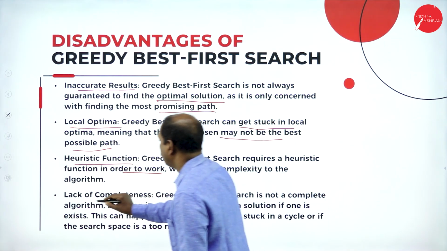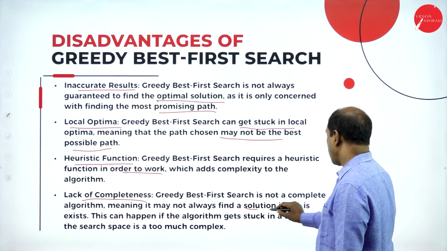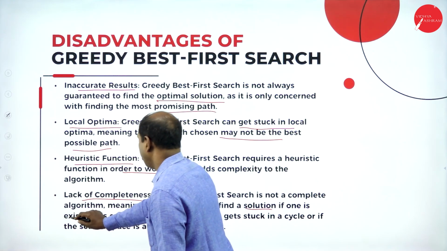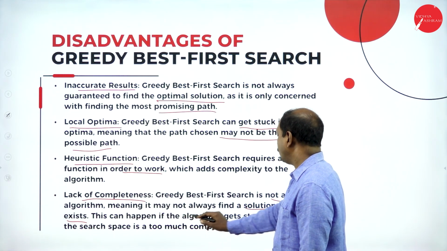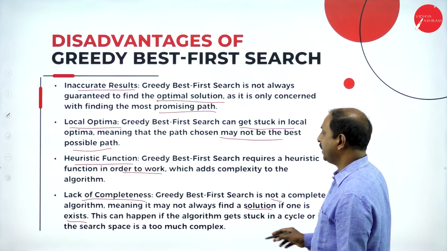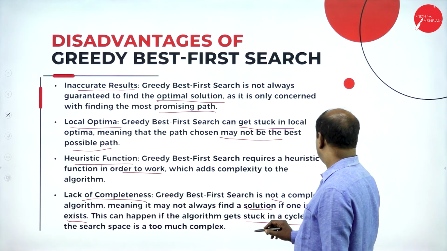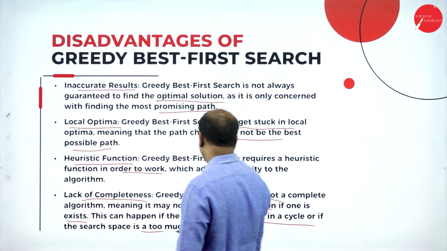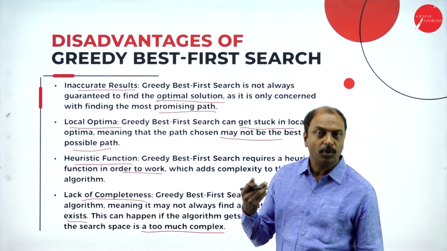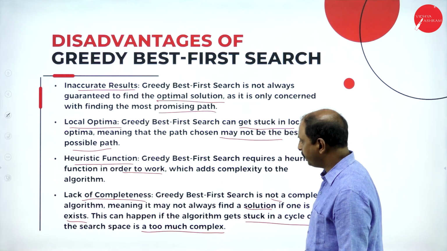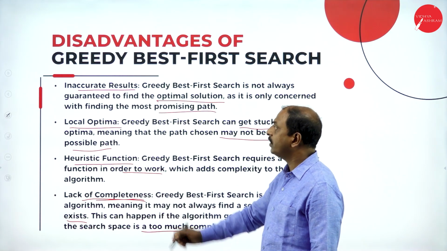Then lack of completeness. Here it may not always find a solution if one exists. It is not a complete algorithm, meaning it may not always find a solution if one exists. This can happen if the algorithm gets stuck in a cycle or if the search space is too complex. So if the search space is too large, or in a more complex problem, it may not complete the algorithm. So that is lack of completeness.